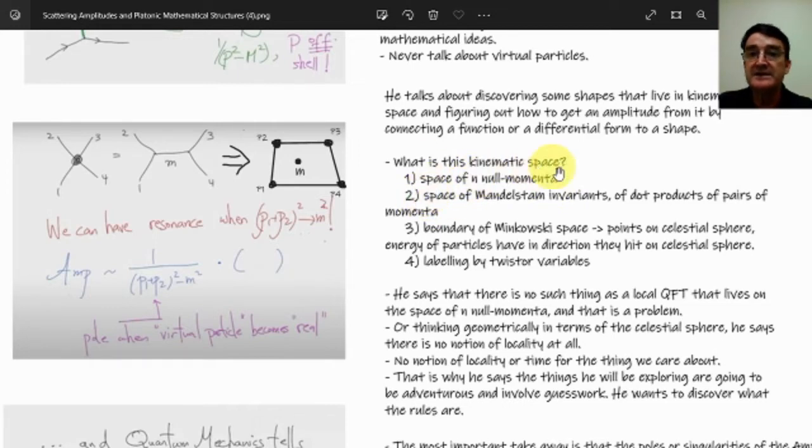He says the kinematic space can be the space of Mandelstam invariants, that is of dot products of pairs of momenta. He says the kinematic space can be the boundary of Minkowski space, where points on the celestial sphere, where the energy of the particles have a direction and they hit on the celestial sphere. And he says that the kinematic space can also be option 4, the labeling by twistor variables.